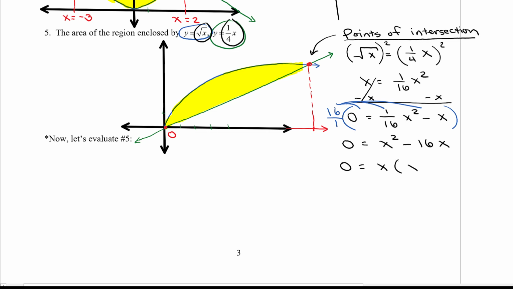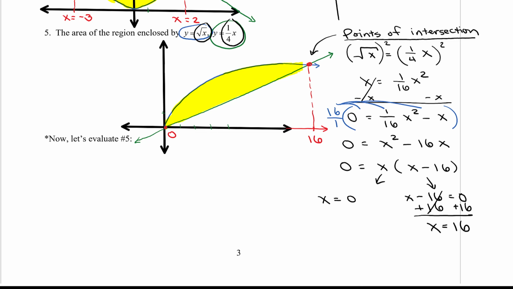Now I'm going to factor out an x, so I'm going to have 0 equals x times the quantity, we're going to open up a set of parentheses, x minus 16, and close the parentheses. And this is going to give us two equations, x equals 0 and x minus 16 equals 0. And if we add 16 to both sides, we will get x is equal to 16. So my two solutions here are x equals 0 and x equals 16. I already knew the x equals 0 part. The x equals 16 was the one I was missing. I was missing that x value.